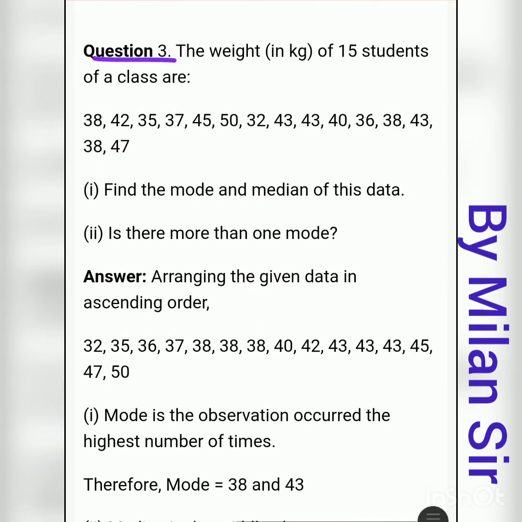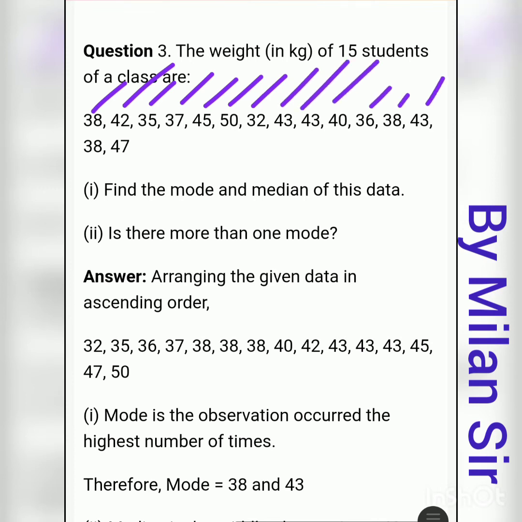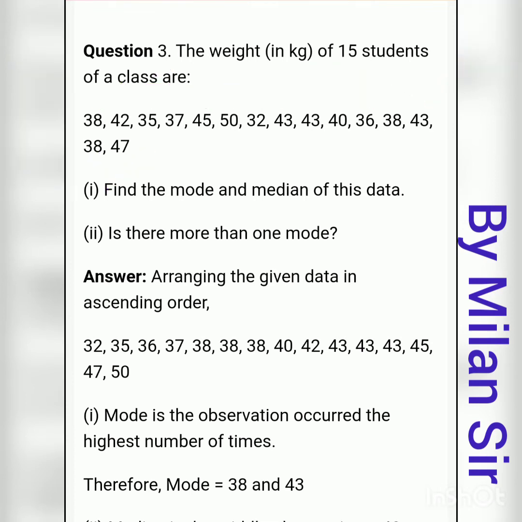After that, question number 3. The weights of 15 students of a class are 38, 42, 35, 37, 45, 50, 32, 43, 43, 40, 36, 38, 43, 38, 47. Find the mode and median of this data.